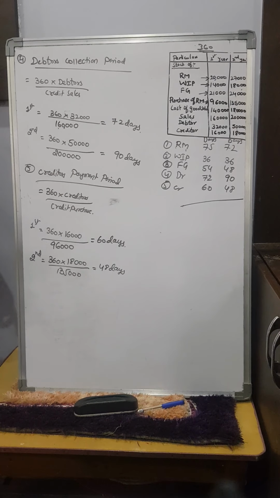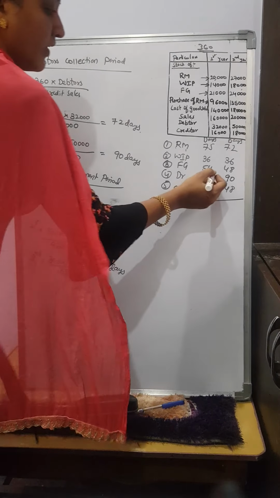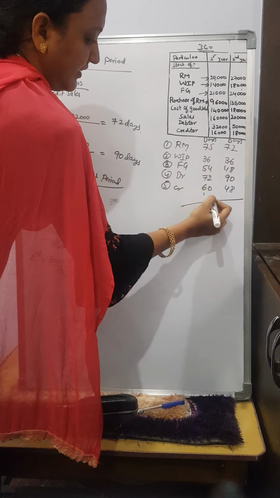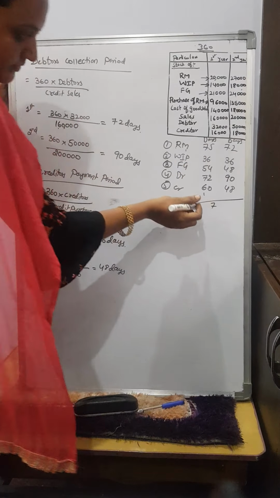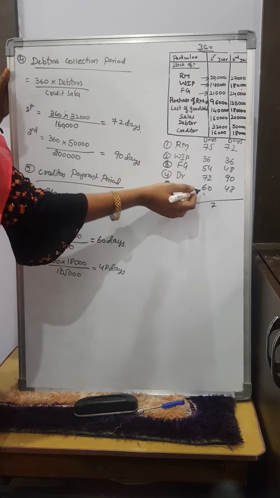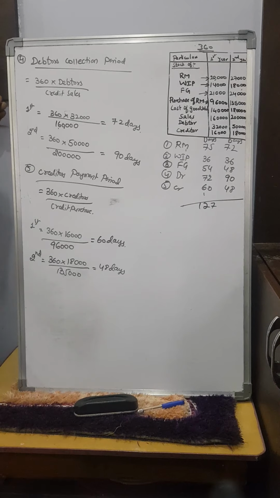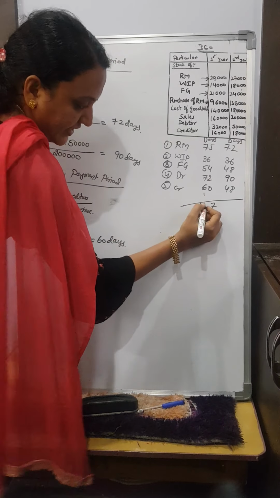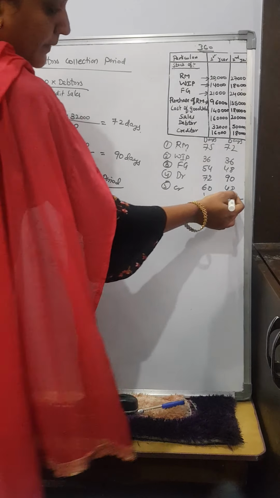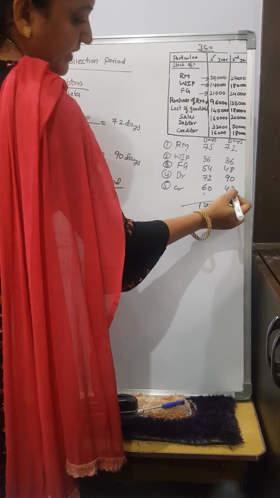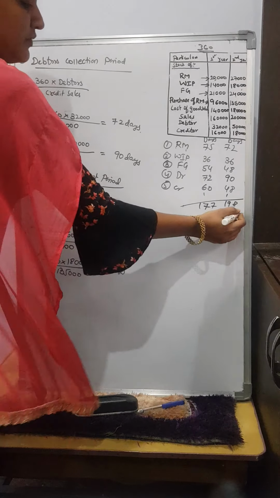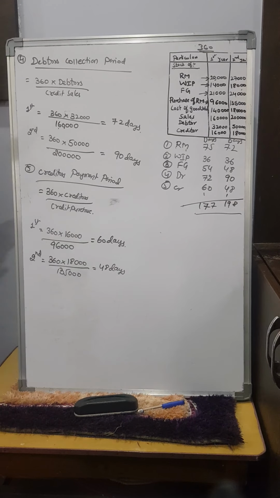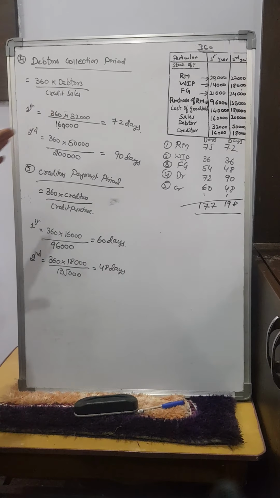Now quickly make a calculation of this. It is 177 days for the first year, and 198 days for the second year. So this is the sum related to the operating cycle.